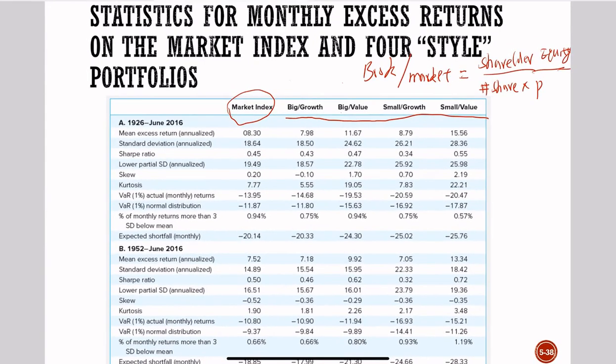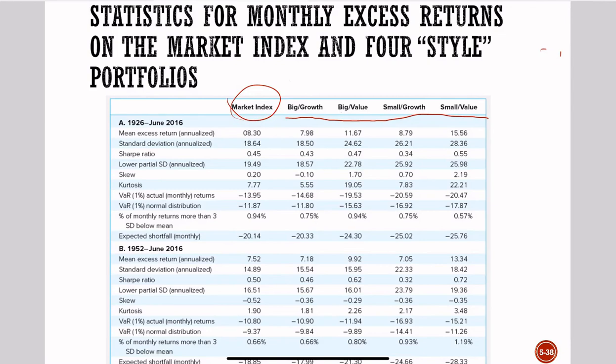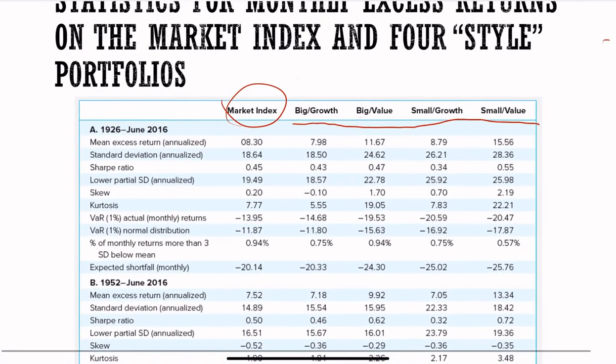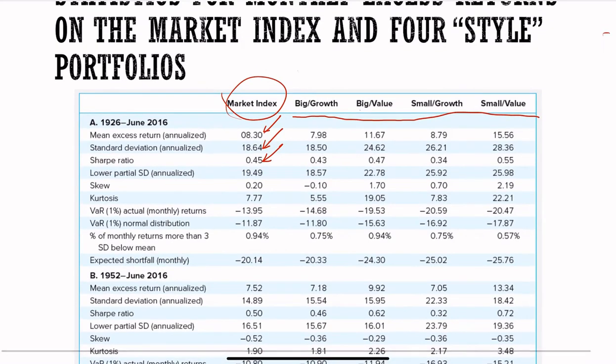So what you can see here is, I guess we have so many numbers here. So let's just focus on this market index. Okay. So what you can see here is, well, you have excess return, easy to understand. Standard deviation, easy to understand. Sharpe ratio, 0.45. Well, you can basically see that for the last 90 years, the Sharpe ratio of the market, even for different portfolios, has been around 0.5.